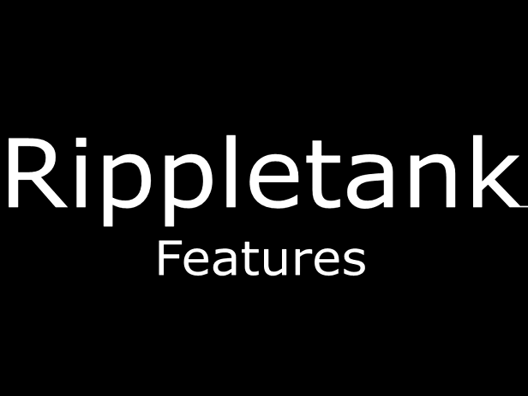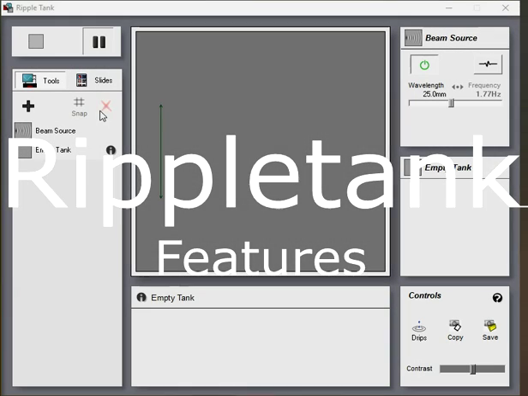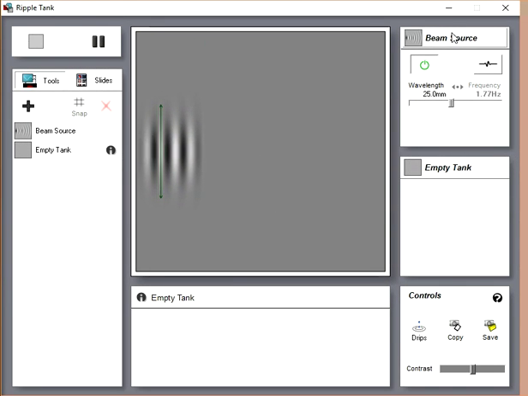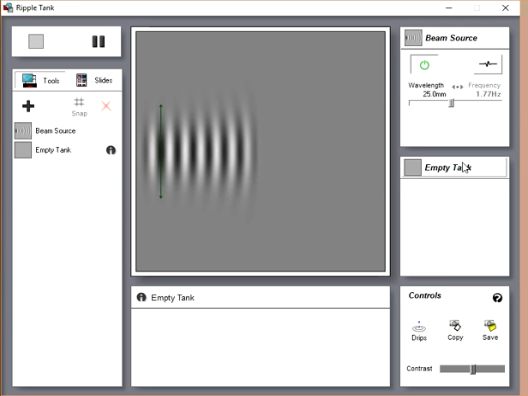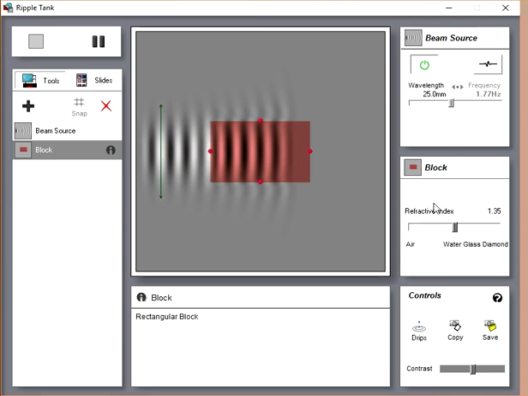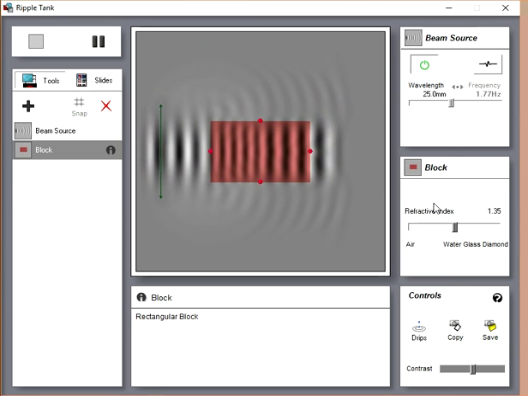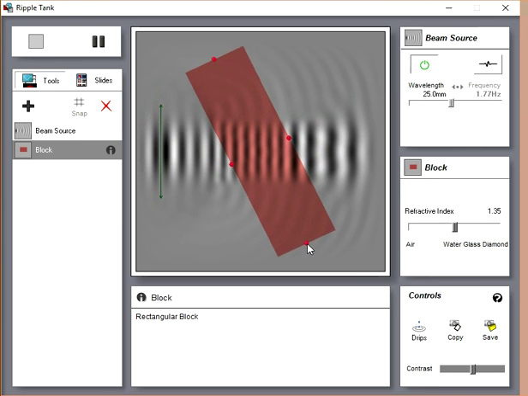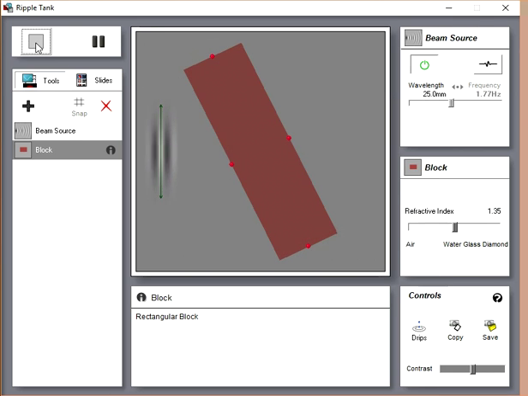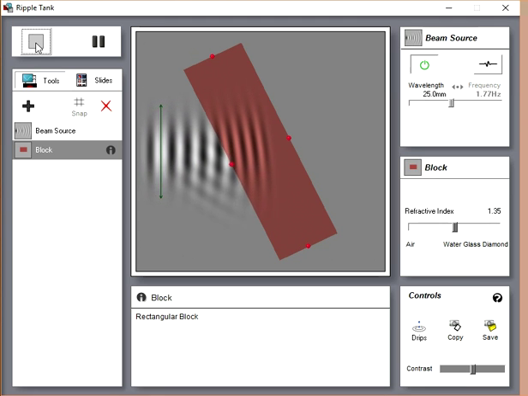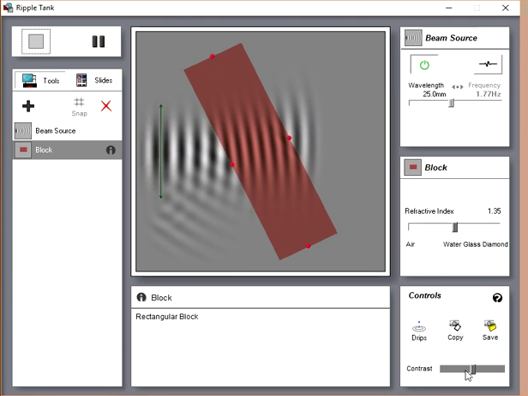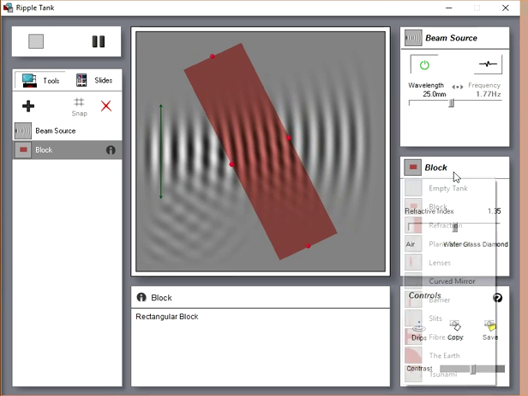This is a look at some of the features of Rippletank. First of all, the kind of thing that you might do with a normal Rippletank. With the real thing, it can take a while for the ripples to settle down, and it can be quite confusing. With a simulation, you can just press the reset button and everything's cleared, ready to start afresh.